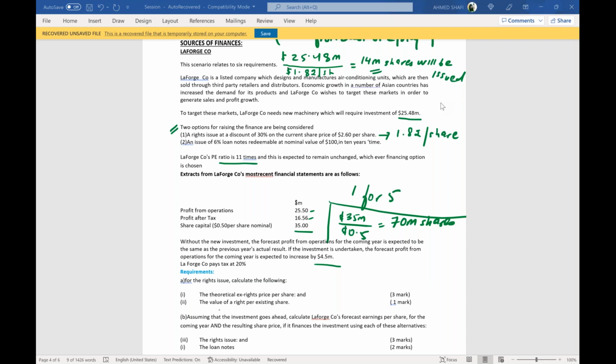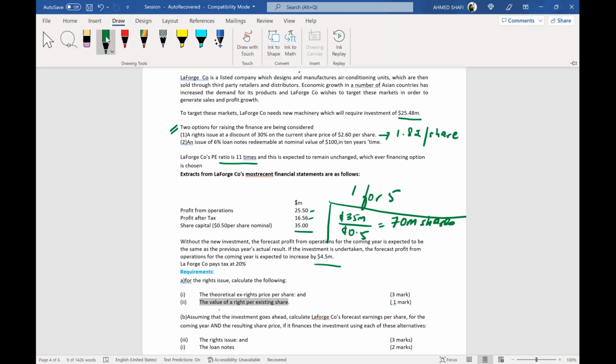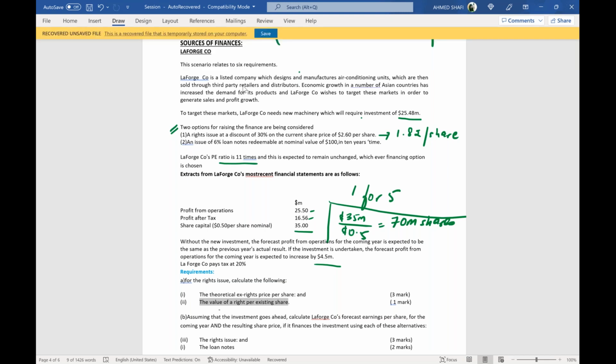It's a listed company which designs and manufactures air conditioning units, which are then sold to third-party retailers and distributors. Economic growth in a number of Asian countries has increased the demand for its products. Laforge wishes to target these markets in order to generate sales. To target these markets, Laforge needs new machinery, which will require investment of 25.48 million.